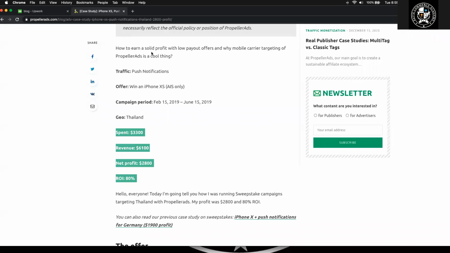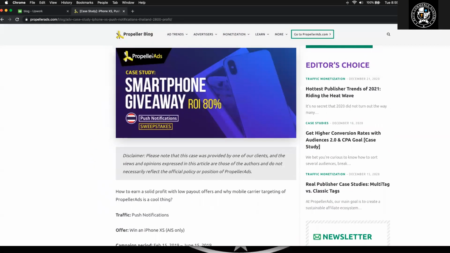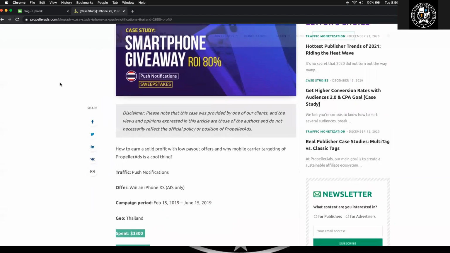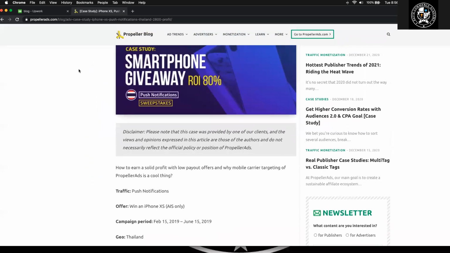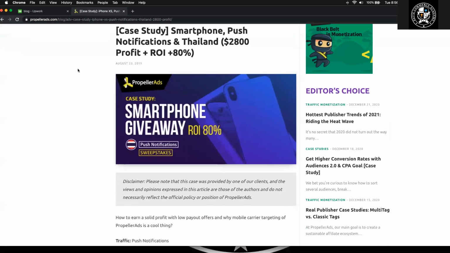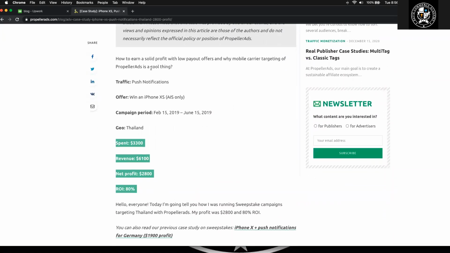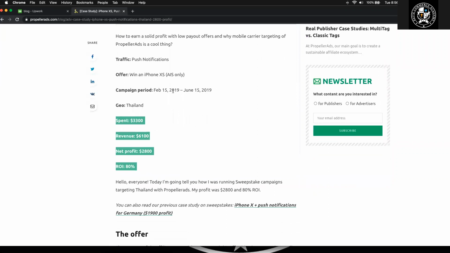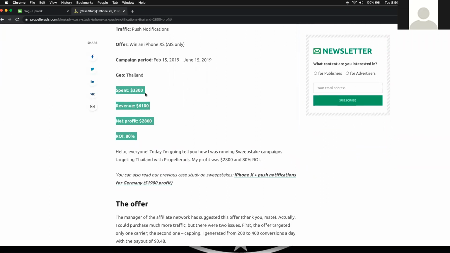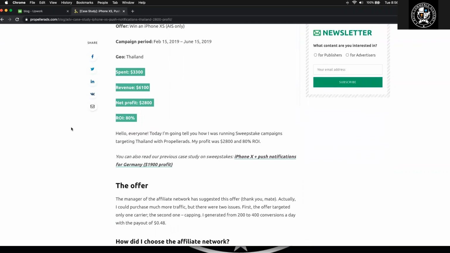So this right here, what you're looking at, this is a campaign that was run through Propeller Ads or whatever. They just said, "Oh, we're gonna give away a smartphone. It's a sweepstakes." You know what I'm saying? It created so much traffic because people wanted to get a free phone. They only ran this for this long. They spent $3,300. They made $6,100. They walked away with $2,800 profit, and they basically didn't have to do nothing but pay for this.